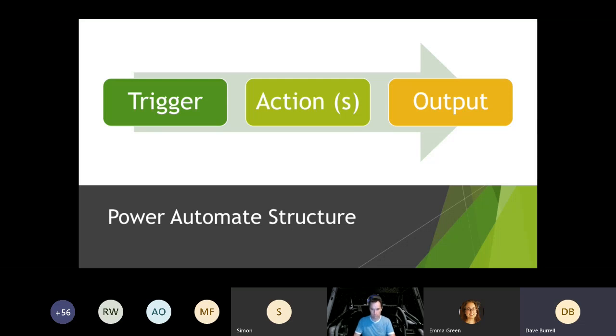So these are all examples of triggers, which then leads into action. So from that initial trigger, you can perform a number of actions. So it could be 1 action, it could be 100. For example, your trigger could be when a file is created in OneDrive, you want to create a copy of that in a different location. So that would be your action. Your output is that the file is created in that other location. So that is the 3 steps of a flow.